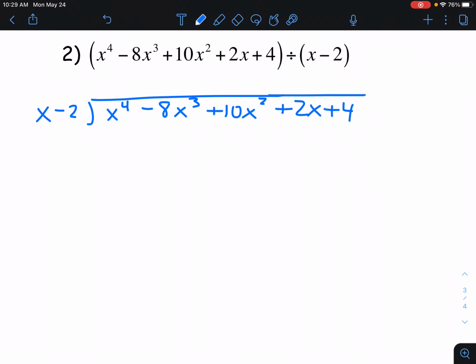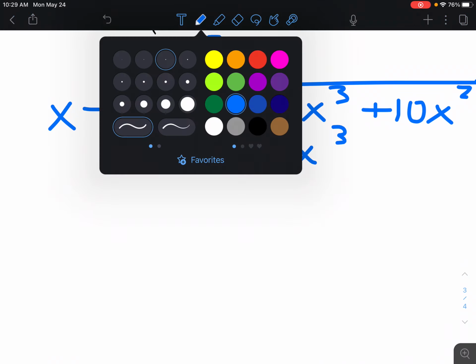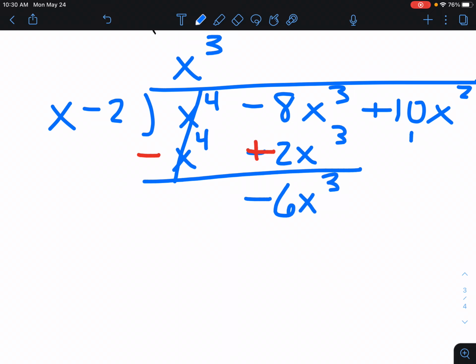So first term divided by first term, that's x to the fourth divided by x is x to the third. And then distribute x to the third times x, and x to the third times -2. Now we're going to subtract to change the signs in the bottom row, and double negative again, change to a plus. So cancel that first column and then do the adding. -8x cubed plus 2x cubed is -6x cubed. Then bring down your next term and start the cycle again.